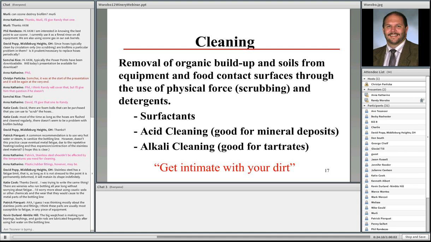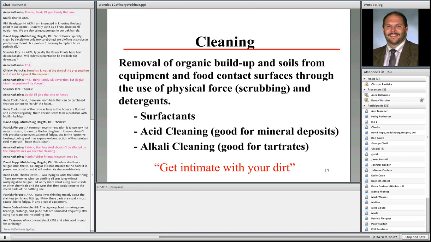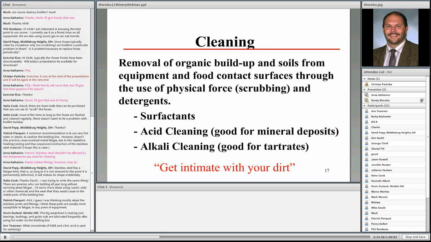Alkali is great for removing tartrates, solubilizes them very efficiently. At the same time, on stainless steel surfaces, it may appear to be clean, but you notice it's got a rainbow sheen. More commonly, it's like a purple sheen on your stainless steel and it doesn't sparkle. This is usually associated with mineral deposits from the water. And by rotating between an alkali and an acid cleaner, you'll get rid of those mineral deposits.